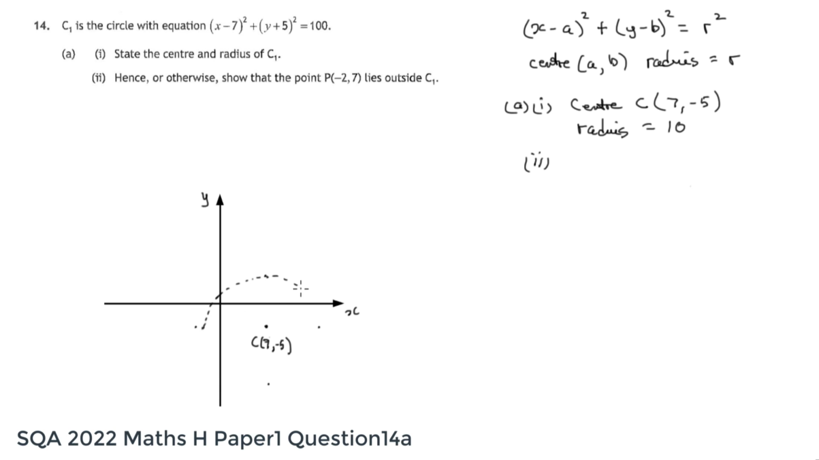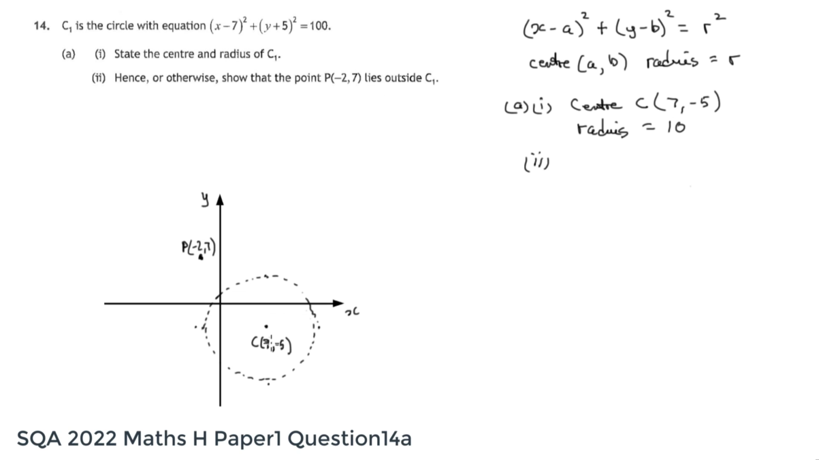So, doing my best to create a circle. So that's roughly what the circle looks like. So the point -2, 7, up here somewhere, -2, 7. And we're asked to show that this point lies outside that circle.